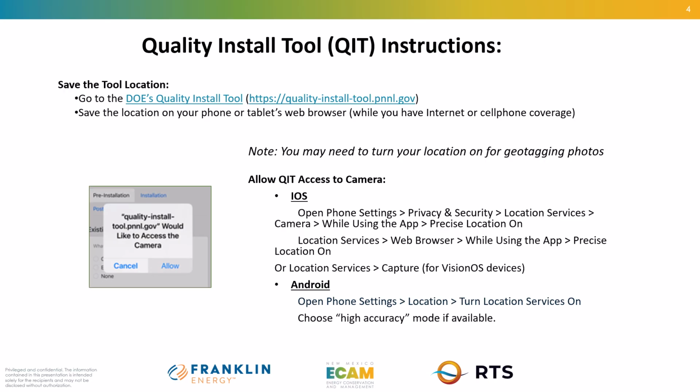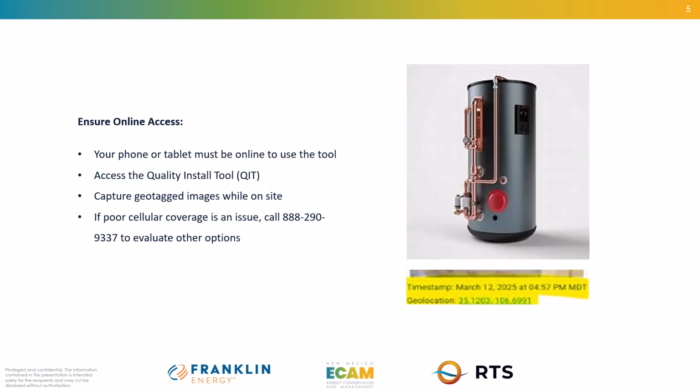On an Android phone, go to the phone settings, select Location on, choose High Accuracy mode if available. Your phone or tablet must be online to use the tool. Access the saved Quality Install Tool from your device to test online connection. Capture geotagged images while on site. If poor cellular coverage is an issue, call the ECAM call center at 888-290-9337 to evaluate other options.